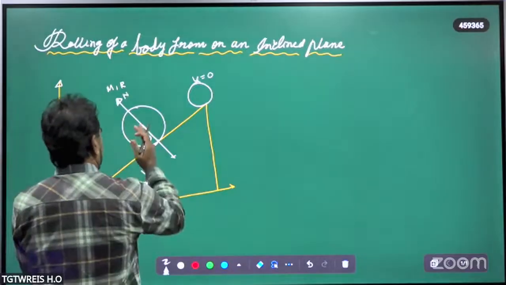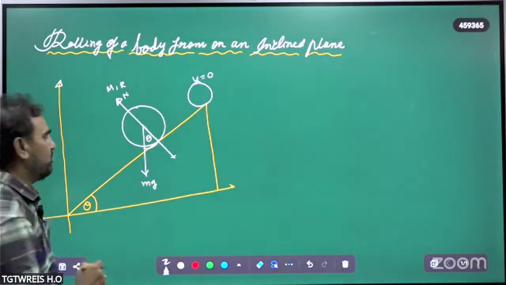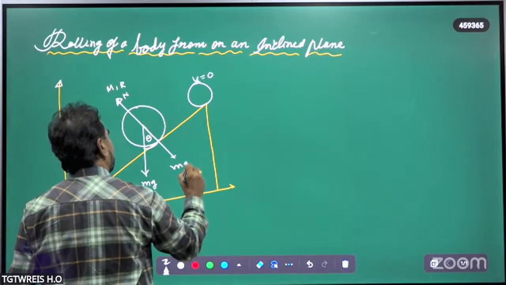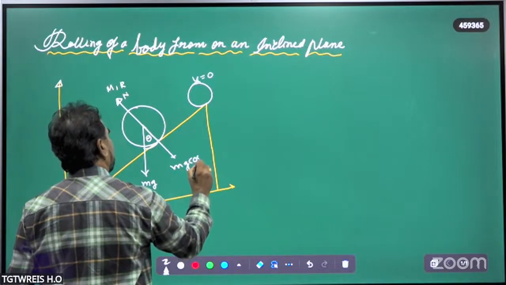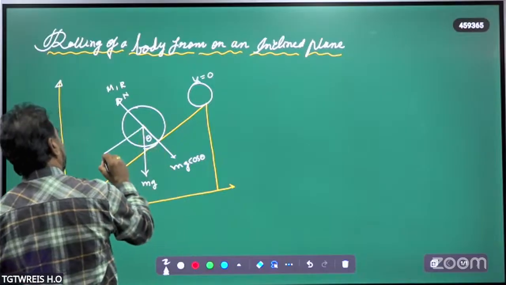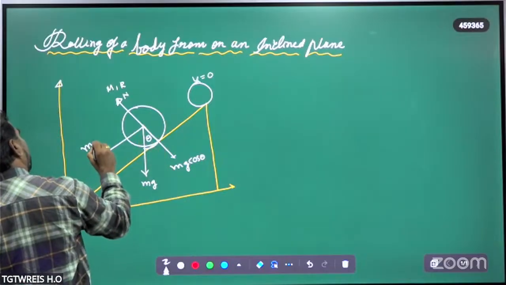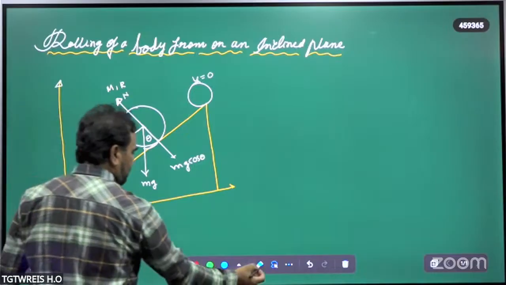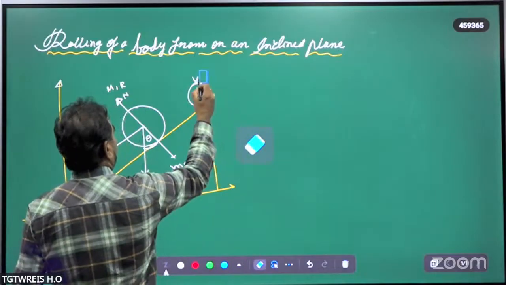This mg can be resolved into two rectangular components. The first one is perpendicular to the plane, mg cos theta. The other is along the plane, mg sin theta.